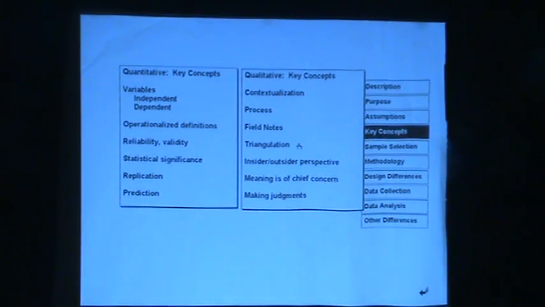Triangulation, an important concept. Triangulation means collecting data about the same thing from different sources. So you might get data about X from interviews, from existing records, and from surveys, and you triangulate. That sort of validates the data. There is an insider-outsider perspective. Meaning is of chief concern, and it's interested in judgments and deep understandings.